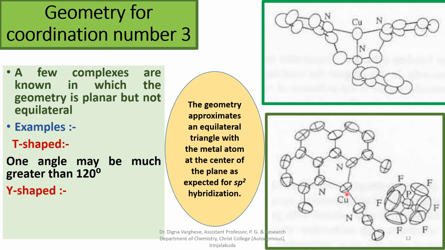Copper is attached to 2 nitrogen atoms and here 1 nitrogen atom. One angle may be much less than 120 degrees. We know for sp2 hybridization the bond angle is 120 degrees, but in the case of geometry for coordination number 3, the bond angle may be either greater than 120 degrees or less than 120 degrees.